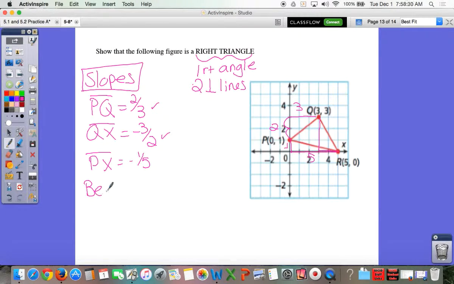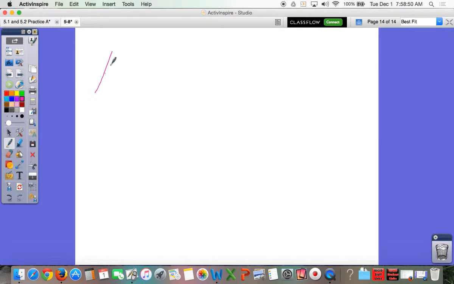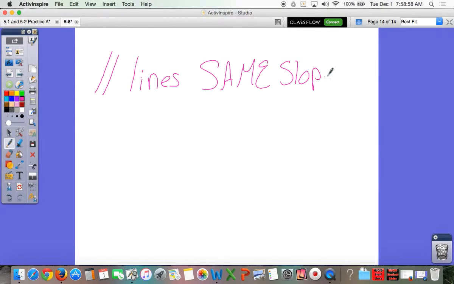So because PQ is perpendicular to QX, PQX is a right triangle. So the biggest things to put it all together is parallel lines have the same slope. Perpendicular lines are opposite and reciprocal.